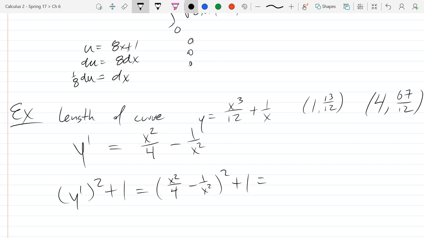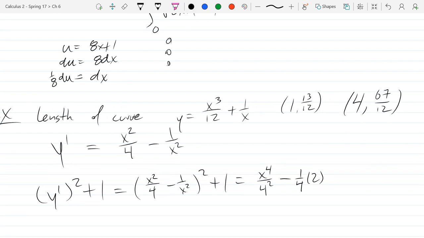So I'm going to FOIL the first term, x to the fourth over 4 squared, minus, now the inside outside terms, the x squared cancels the x squared, and we get minus a fourth. But we get two of these terms, so it's going to be minus two of those guys. And last up, I'm squaring the last term, which is plus 1 over x to the fourth.